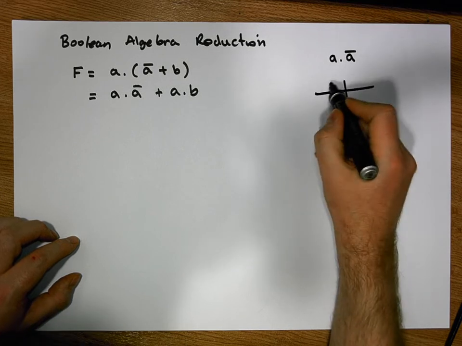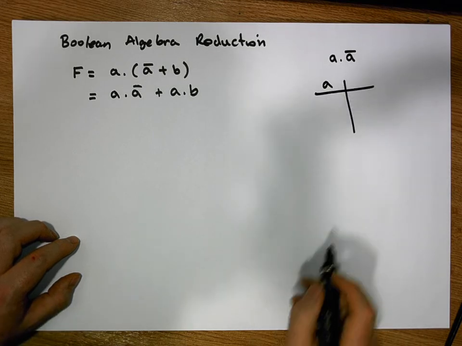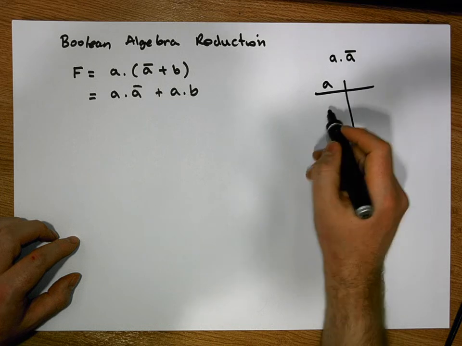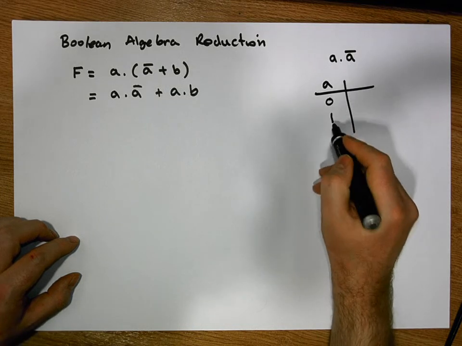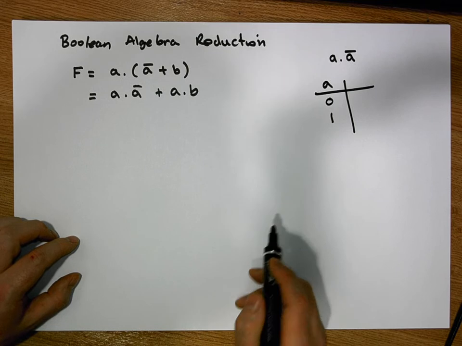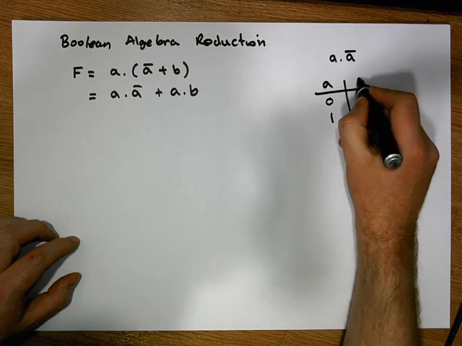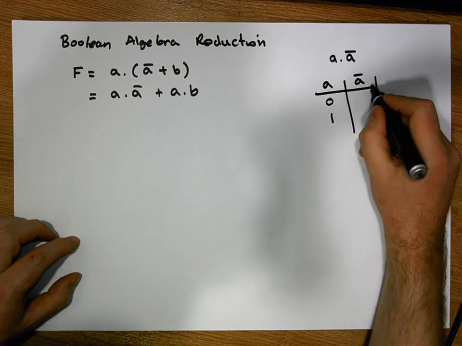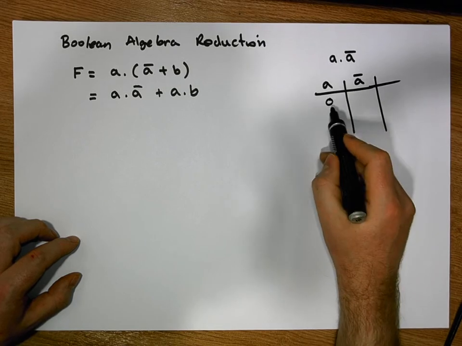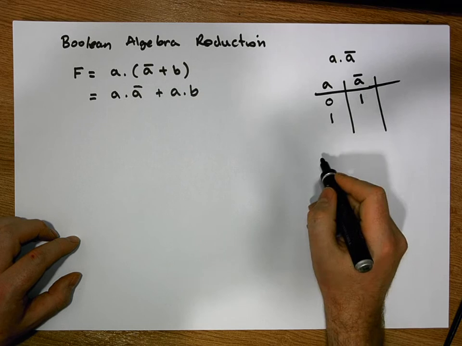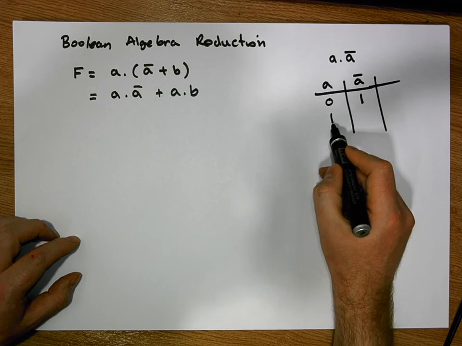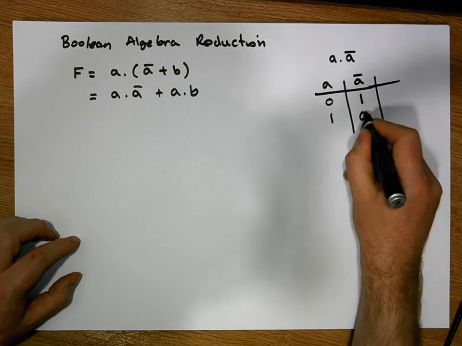We're going to have a single input, which is an a, and a can take on one of two possible states. It can either be a 0 or a 1, a low voltage or a high voltage. Depending on what a is, a bar will have a particular value. If a is a low voltage or a 0, a bar, its negation, will be a high voltage. If a is a high voltage, a bar will be a low voltage.